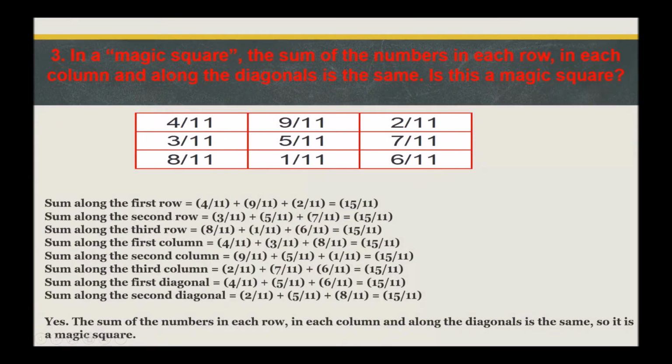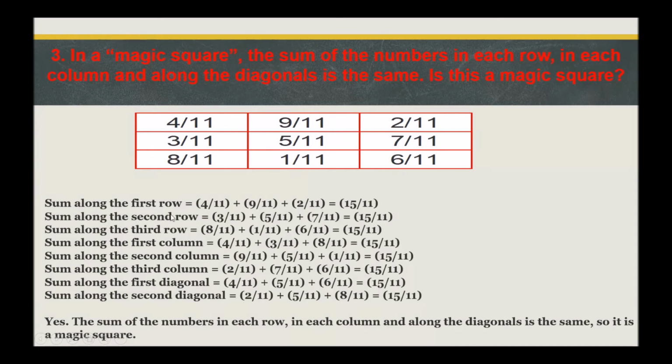Third question is, in a magic square, the sum of the numbers in each row, in each column and along the diagonals is the same. Is this a magic square? So 4 upon 11, 9 upon 11, 2 upon 11, 3 upon 11, 5 upon 11, 7 upon 11, 8 upon 11, 1 upon 11, 6 upon 11.